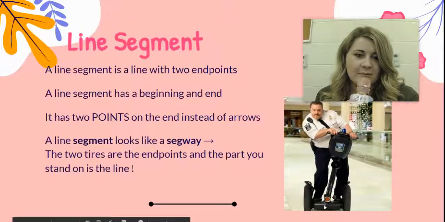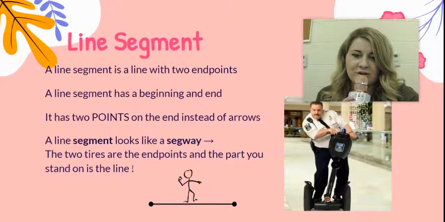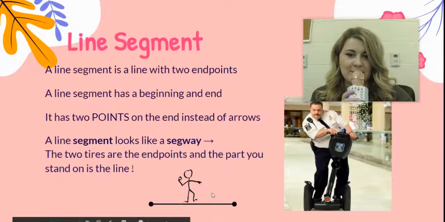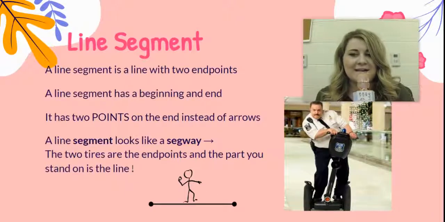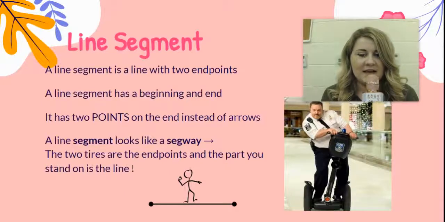And if you look carefully, the bottom of his Segway looks like a line segment. We have a line right here, which he's standing on, and then we have two endpoints, which are our wheels. And if you really want to get creative, you can imagine yourself on a line segment rolling around on a Segway. So a line segment has an endpoint and a beginning point.